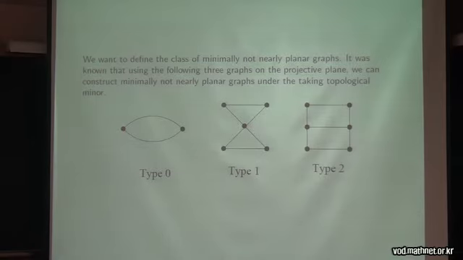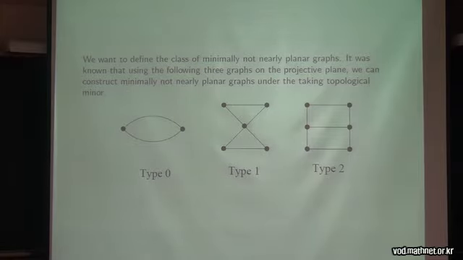Among the Bogdan-Opolowski academic brothers, if we use type 0 and type 1, we can build really big minimally non-nearly planar graphs on the topological minor. And I add type 2. And type 1 and type 2 are actually made by a pair of type 0.